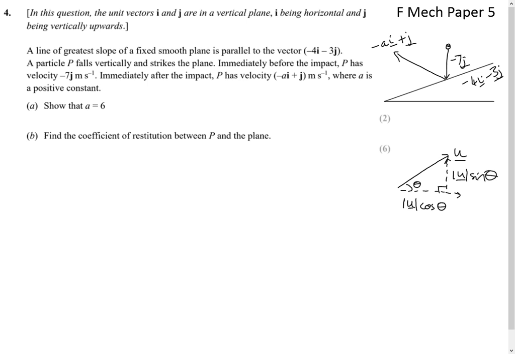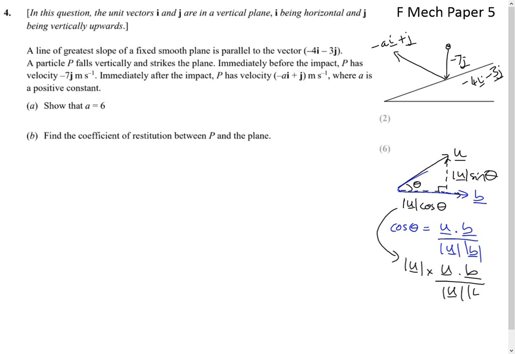Now, say what I want to do is resolve parallel to a vector. Let me call that vector b. Then you also know with vectors that cos theta, the angle between two vectors, will be u dot b over modulus of u modulus of b. And you can combine those things, so the component that is parallel to my vector b would be modulus of u times u dot b over modulus of u modulus of b. You can see that these two cancel out.